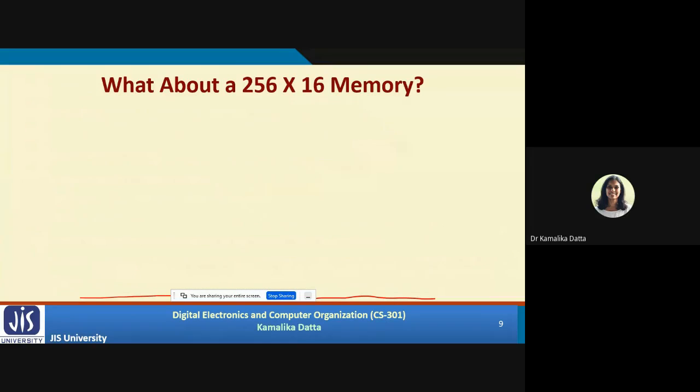Now you tell me about a 256 cross 16-bit memory. Can you draw the schematic very quickly? Yes, ma'am. Yeah, please draw it. So first, someone voluntarily tell me what will be the size of your decoder? Quickly, guys.